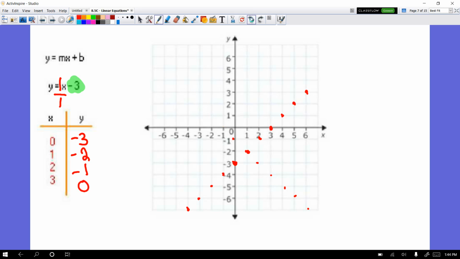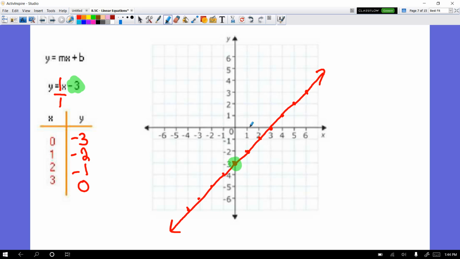But we're not doing that right now, so I just want to keep on pointing things out as they come up. So we have a positive line with a slope of 1 crossing through at negative 3. That is 1x minus 3. Let's see if these coordinates match up. So 0, negative 3.